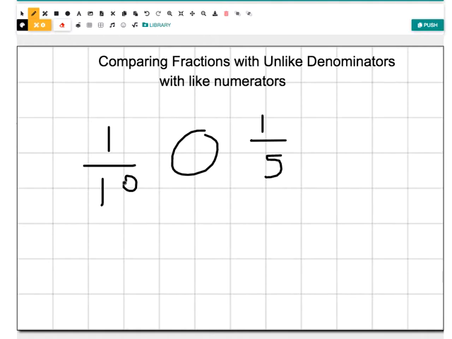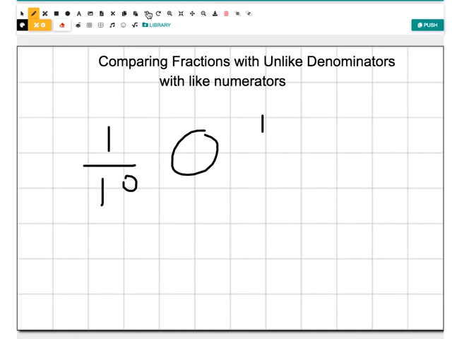So remember, if the denominator is bigger, it's going to be into smaller pieces. So 10 has very small pieces, 5 has bigger pieces. So the smaller the denominator, the bigger the fraction. So that means 1/10 is going to be less than 1/5. Since the denominator is bigger, it's going to be less than.